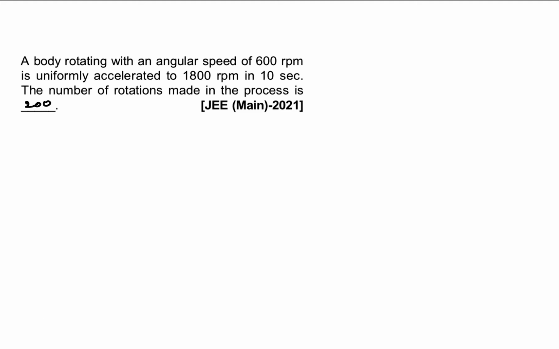Next one, a body is rotating with angular speed. Initial angular speed is given as 600 rotations per minute. Rotations per minute is nothing but divided by 60 seconds, so we can write 10 rotations per second. I am not converting to radians per second, because they are asking for the number of rotations only.